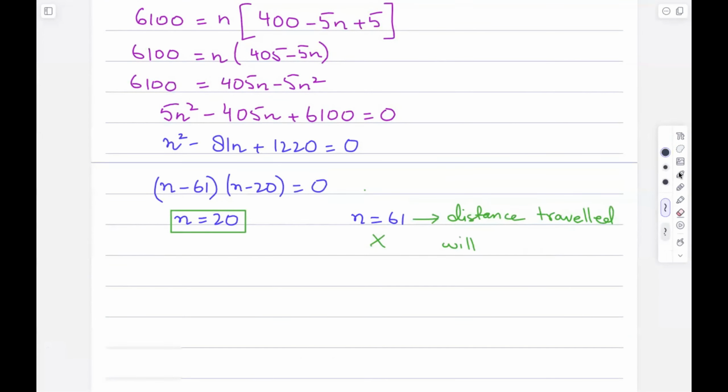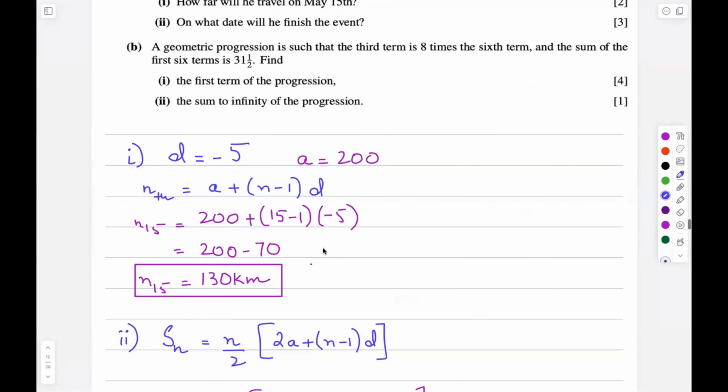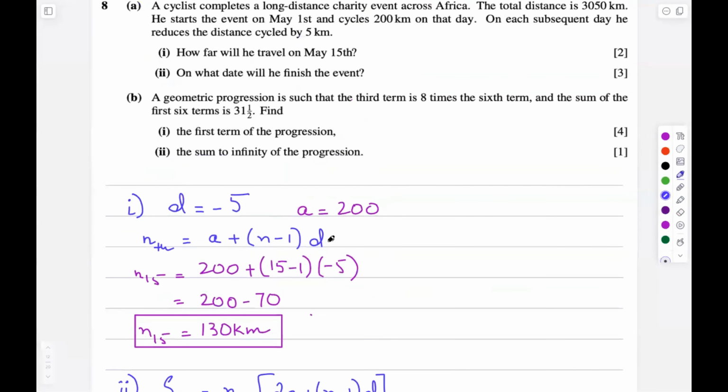So this will become a negative. Now in part B, it says that a geometric progression is such that the third term is 8 times the sixth term and the sum of the first 6 terms is 31.5. We have to find the first term of the progression.